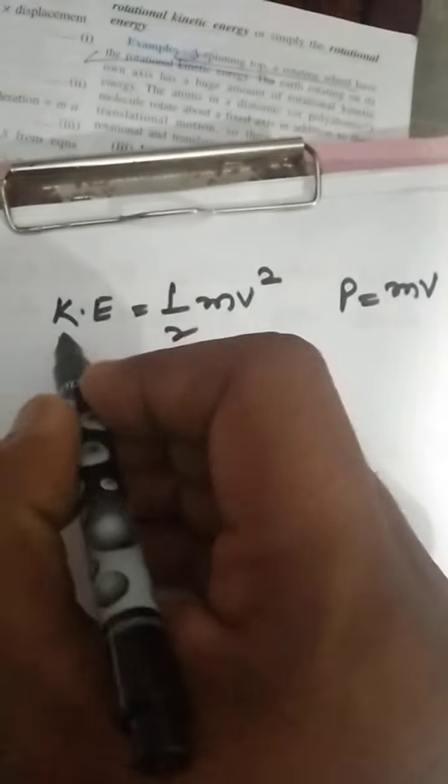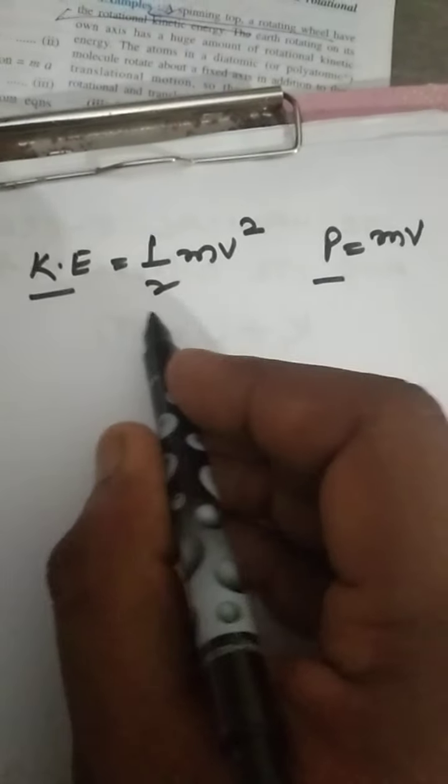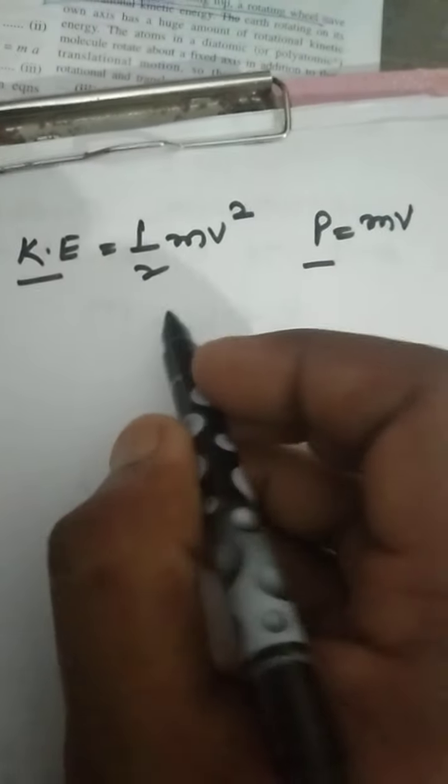Now students, we will find the relation between kinetic energy and momentum. You know that momentum equals mass into velocity, and kinetic energy is half mv square. Already we have derived this. So how can we describe the relation between kinetic energy and momentum?